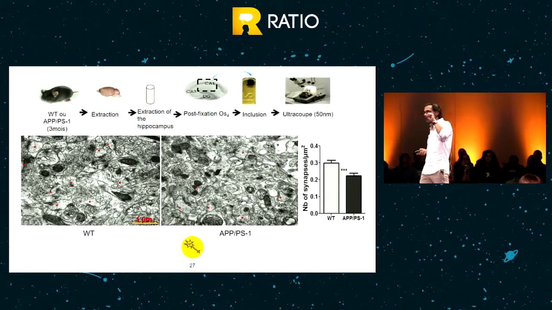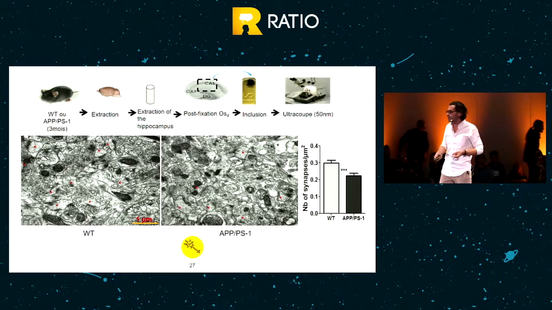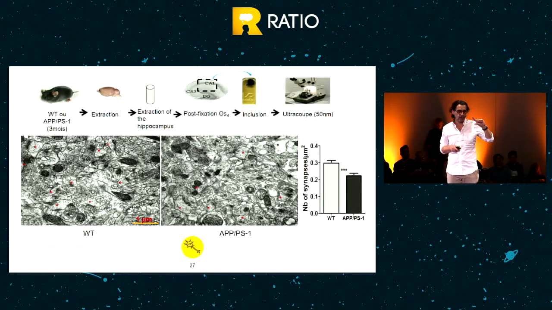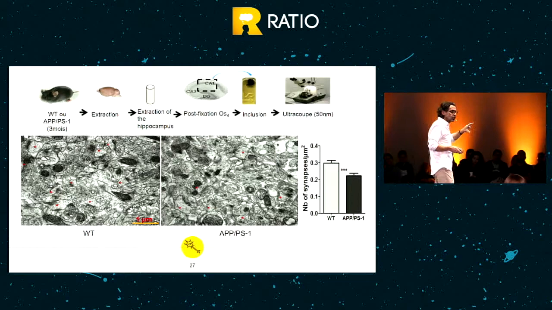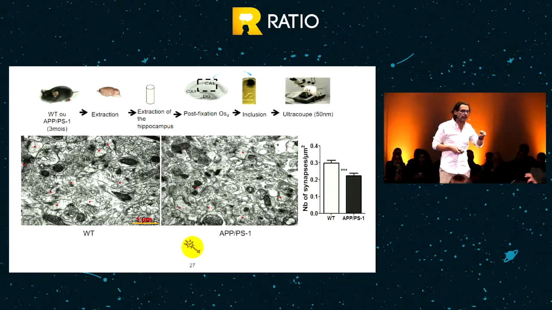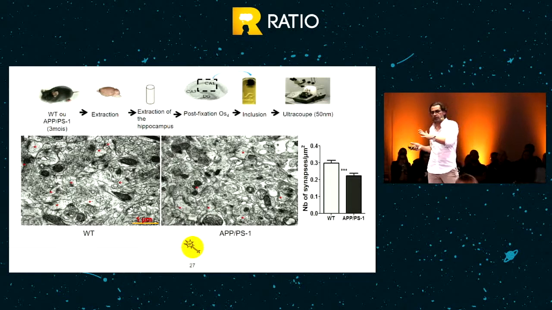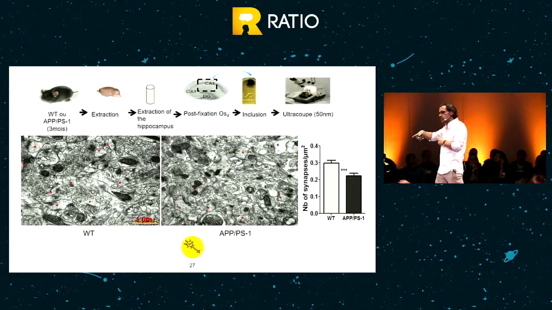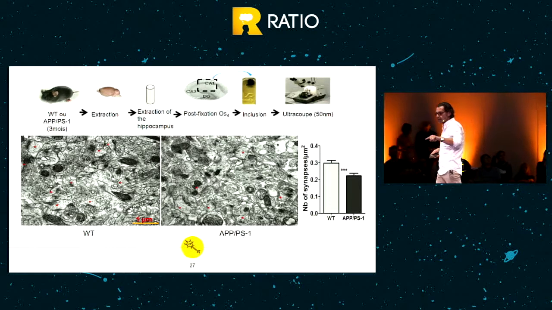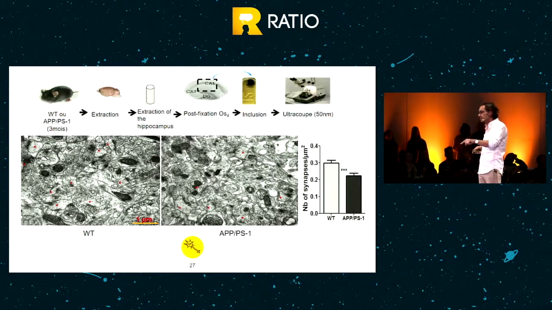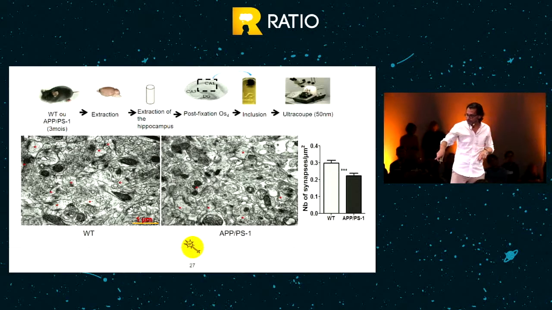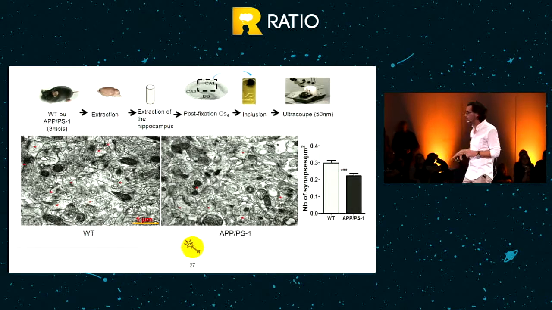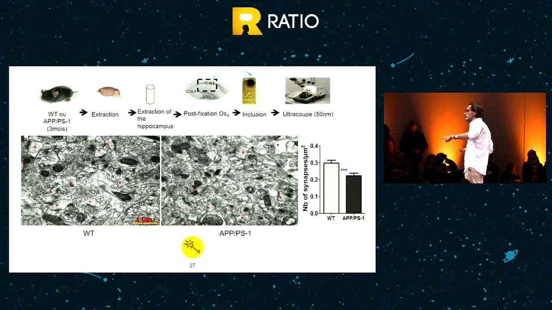So when we introduce into the brain of these mice this transmembrane protein with this mutation, we can look at the brain and see the early stage of the disease. And here what you see is the electron microscopy of the brain tissue of these mice. It's not very easy to see, but all these different little red stars that you see on the tissue, that's where the synapses are. And we're looking in the hippocampus, obviously.